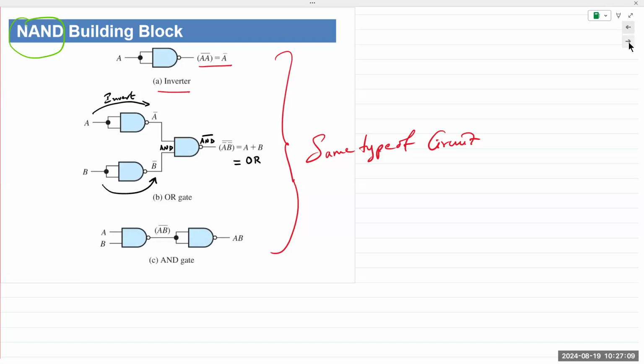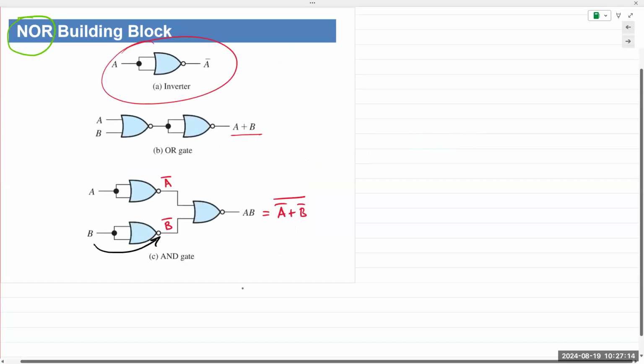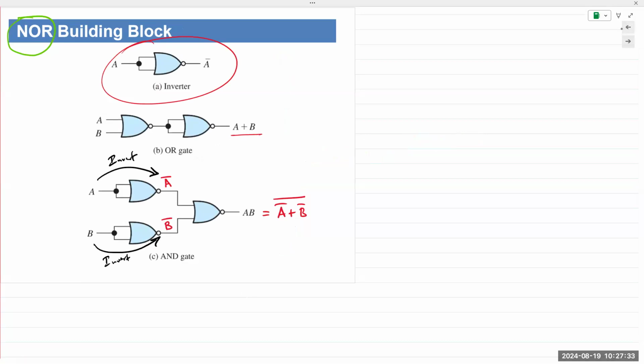And same thing when we have a NOR building block. You can take a NOR gate, invert it, and feed it back into a NOR gate to obtain an A and B output. A and B. Okay, A and B. So you can perform any function using any kind of gate. That is the whole point. You can perform any kind of function with any kind of gate.